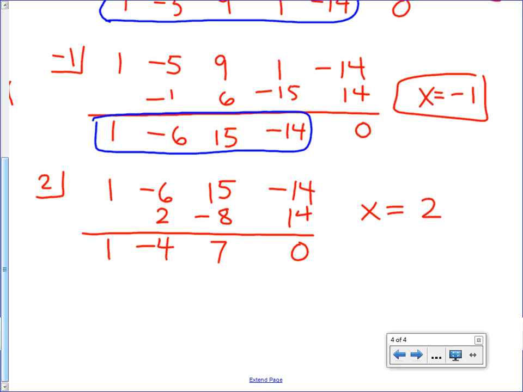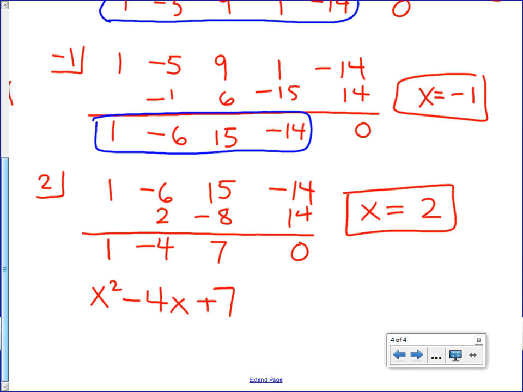Let's put that on the list. x equals +2. Now I've got -1, -1, and 2. That's 3 of my solutions. I still got to go for my other 2 solutions. So now I'm down to just having a nice x² polynomial, so I'm going to fill it in: x squared minus 4x plus 7. And I'm going to look and see if I can factor that.